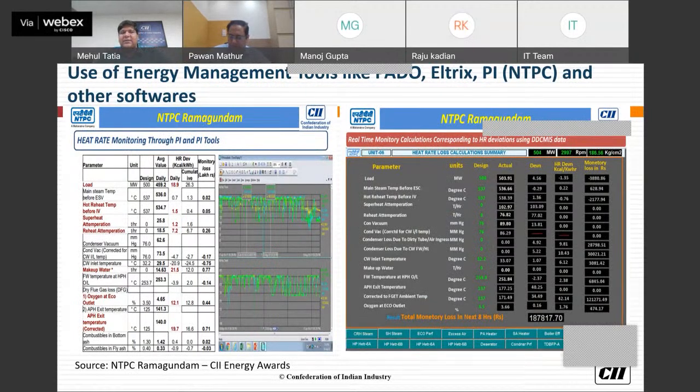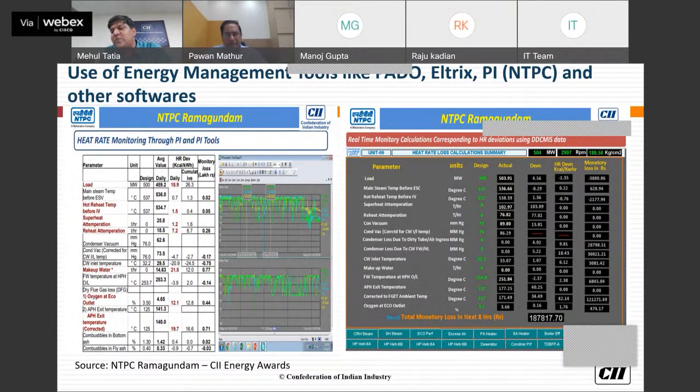For example, the energy management tools. I mean, it is a very good example of how live tracking of performance can be done. I think many of the cement plants are already doing it. Pawan Mathur sir is sitting here. UTCL is doing it. But the other plants can also slowly and steadily adopt this area where you get live performance of your parameters, live heat rate monitoring, live APH performance, live boiler efficiency calculation.